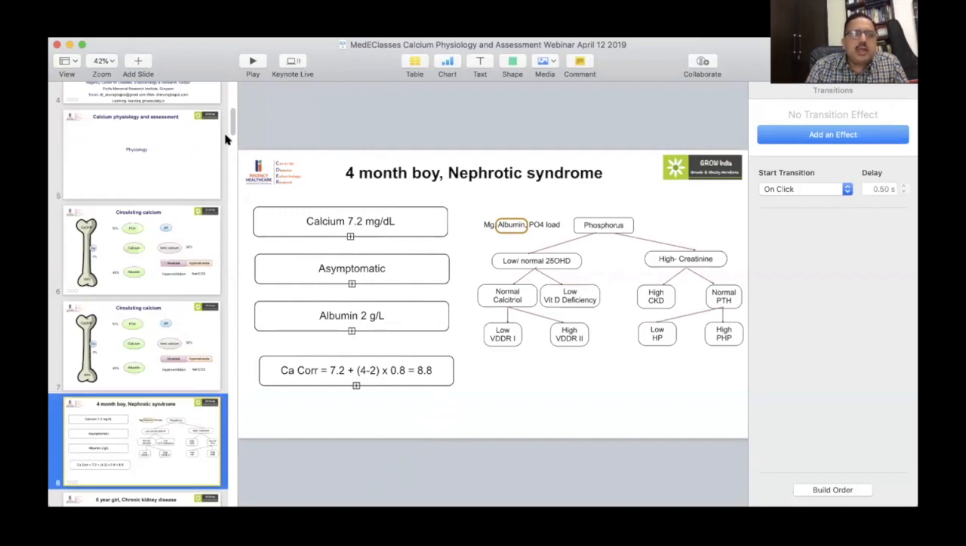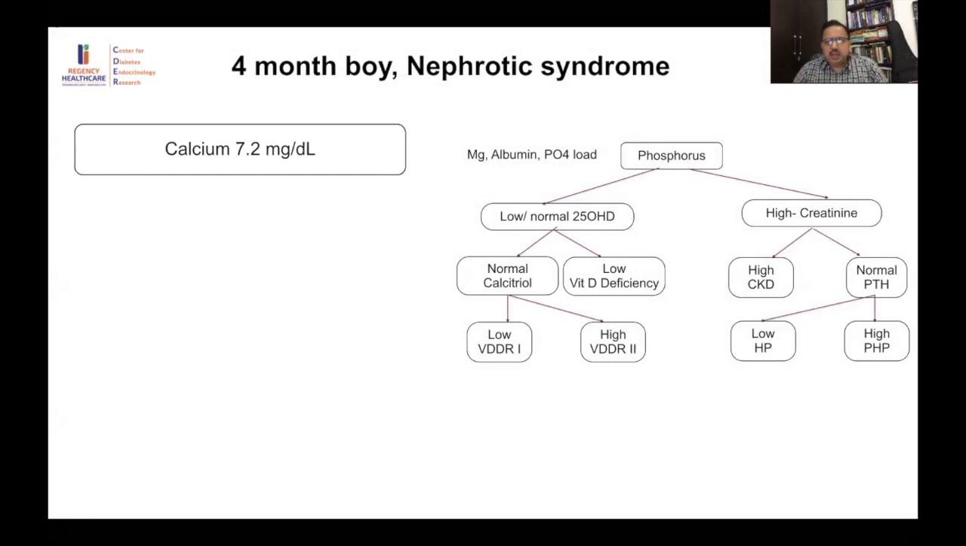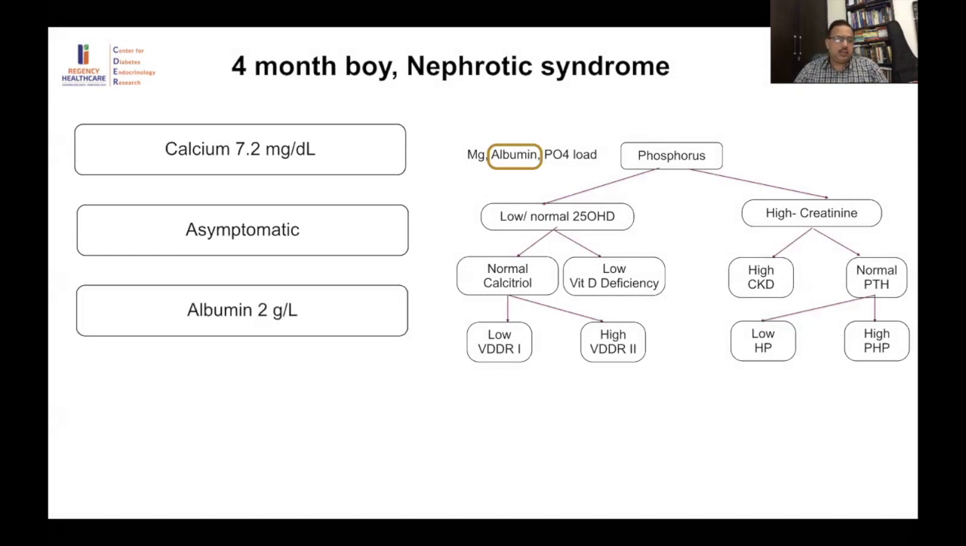Now going to this case: a 4-month-old boy with nephrotic syndrome, who presented with hypocalcemia with a calcium level of 7.2. The child was otherwise asymptomatic. So the first thing in this setting is to look at albumin, and we have discussed that albumin is the major determinant of calcium binding. In this child, the albumin levels were low.